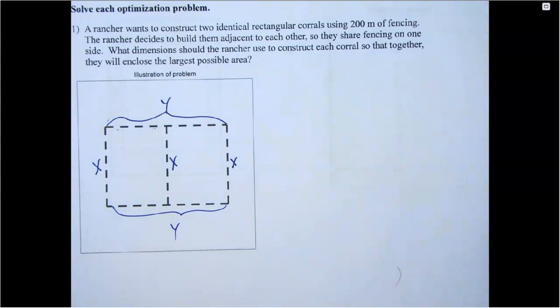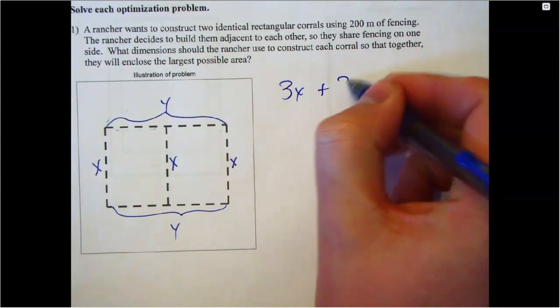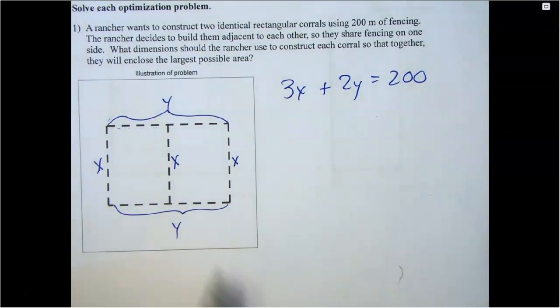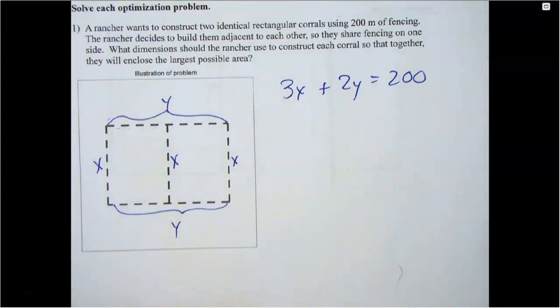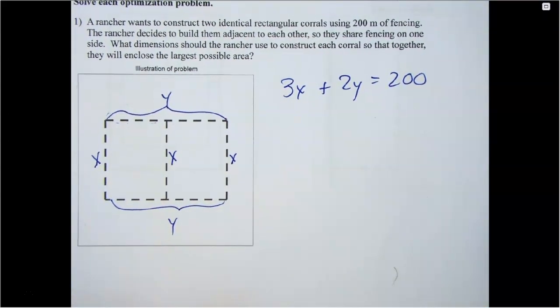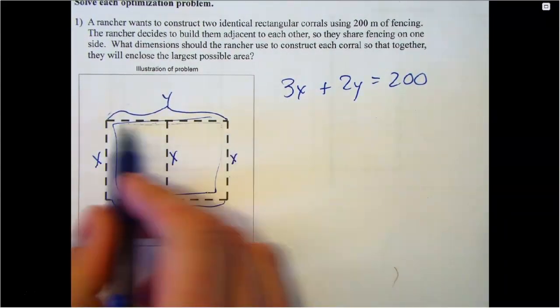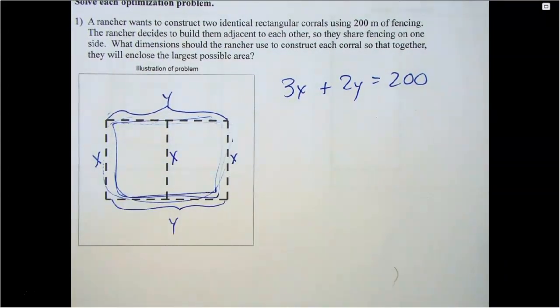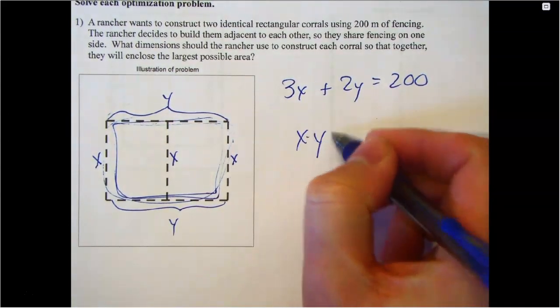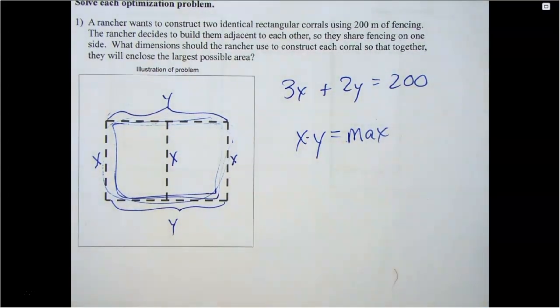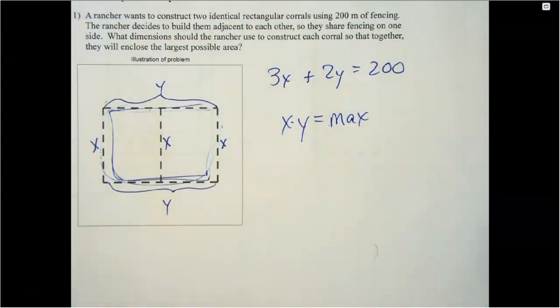So I've got 200 meters of fencing. What equation do I know right now is true? You write an equation that is a fact. 3x plus 2y equals 200. That's just adding up: I've got 3 x's, I've got 2 y's, I've got 200 meters of fencing. And I'm trying to maximize the total area of all this. So what is the area of all of this? X times y. So right now we're just going to say x times y equals max. I don't know what it is, but that's what I'm trying to find, the maximum value for that.